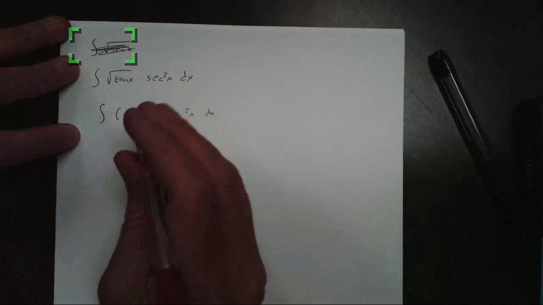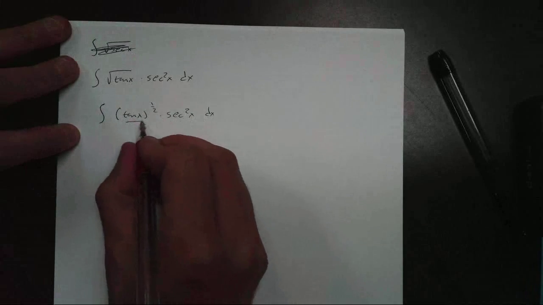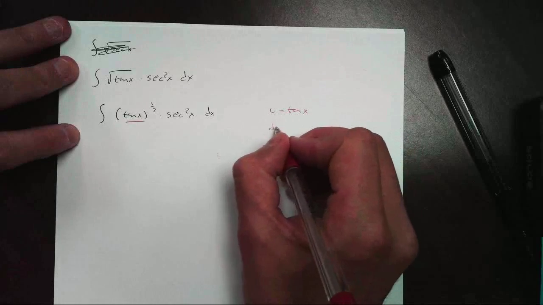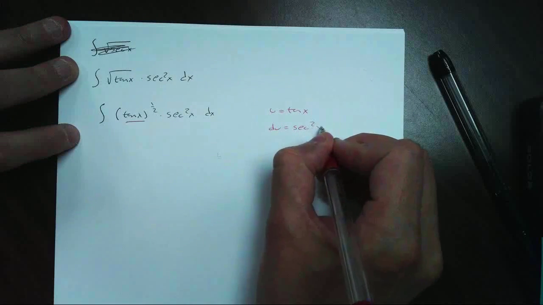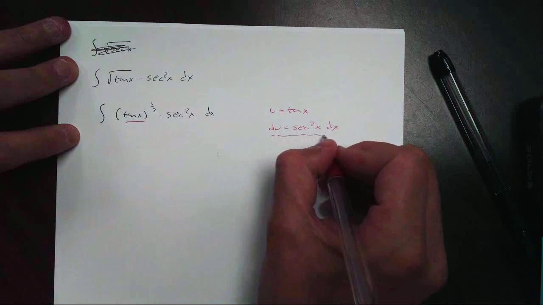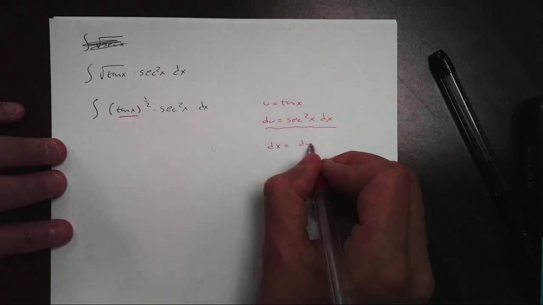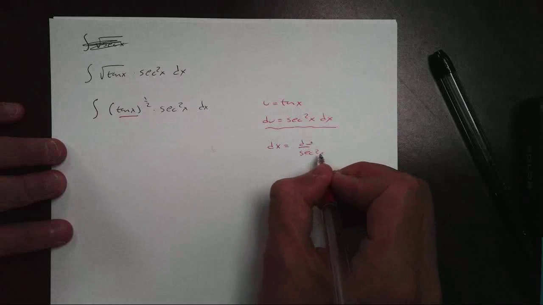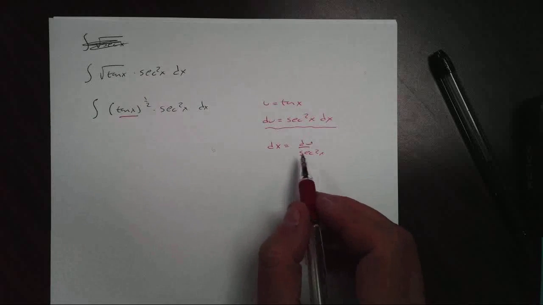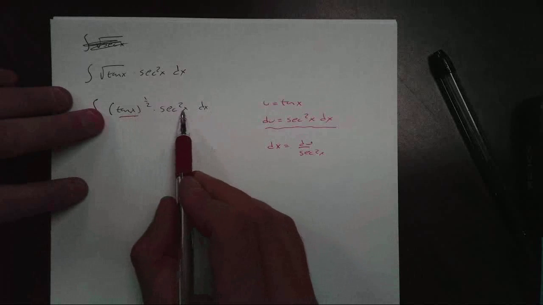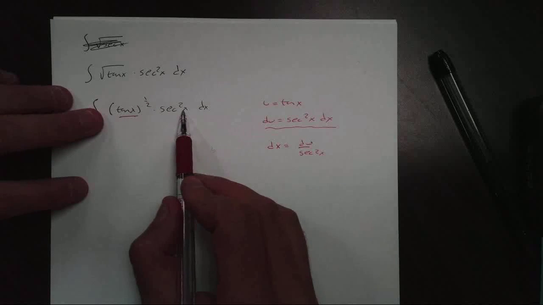And I look for my inside. There it is. There's u. So u is going to be the tangent of x. Du becomes secant squared of x dx. Again, there's my differential. So we get dx equals du over secant squared of x. Now what's cool about this is, what you're really looking for, I'm looking for a function whose derivative is in the equation, is in the function up here.